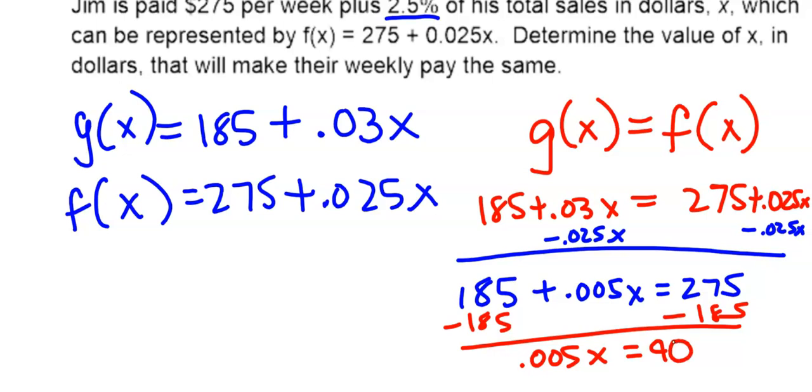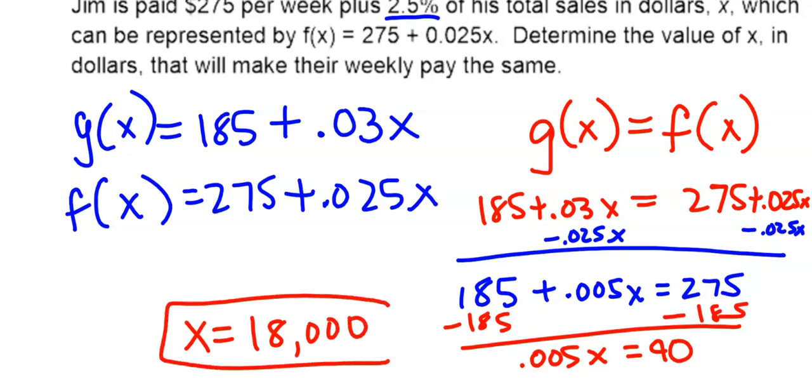And then I can divide by 0.005. So x is 18,000. So when they earn $18,000, they will make the same amount.